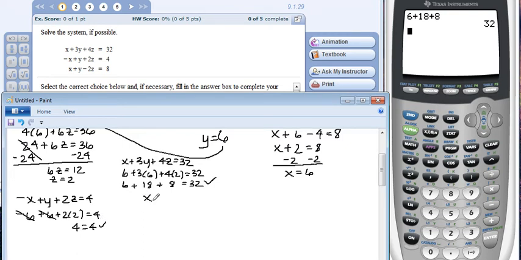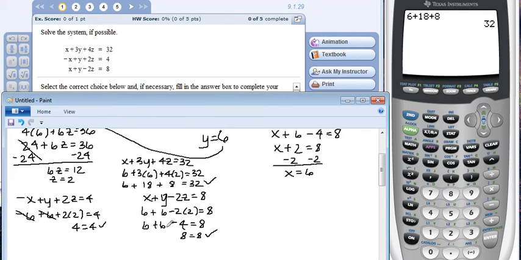So let's try the last one. We have y minus 2z equals 8. So we would have 6 plus 6 minus 2 times 2 is 8. Well, then we have 6 plus 6 minus 4 is 8. We have 12 minus 4 is 8. So that one works as well.